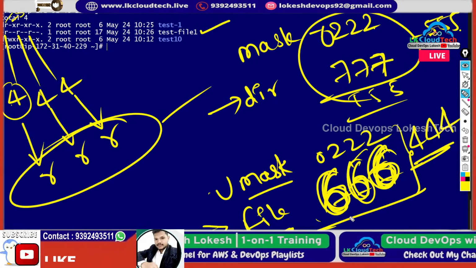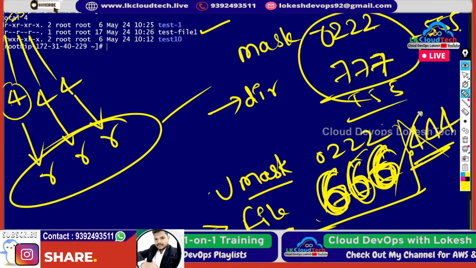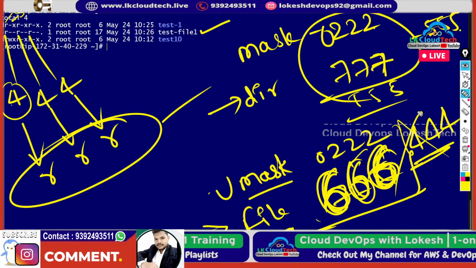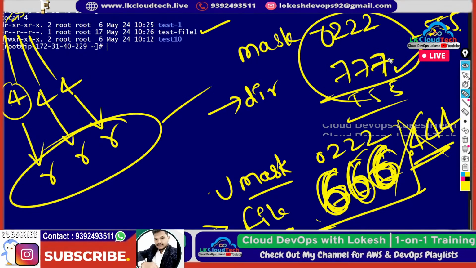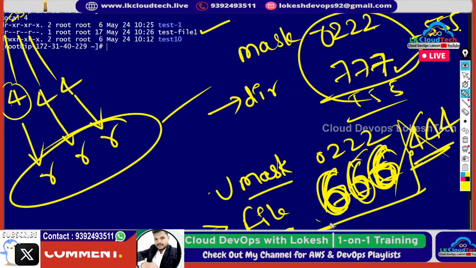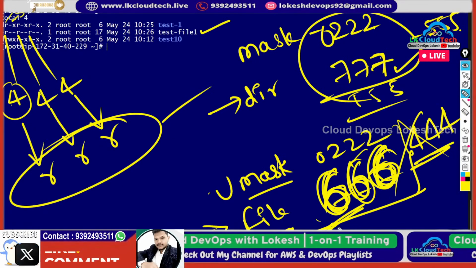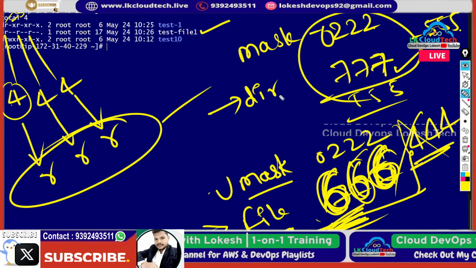So in this case, if I keep 7, it will be wrong. Okay. So for directory it's 7. Yes, directories base permissions are 7. So this is default directory base permissions. This is default file permissions. Okay, based on that, you will calculate the permissions.